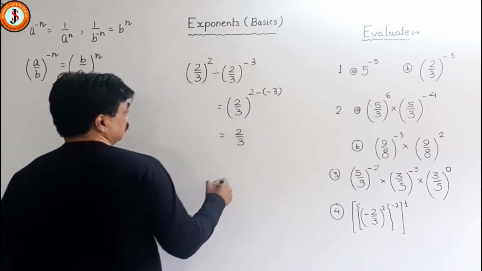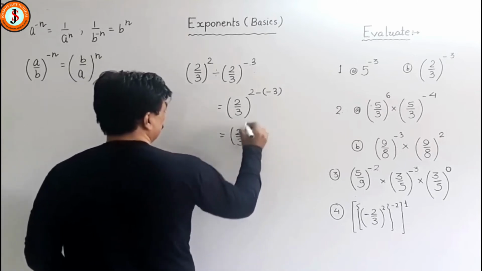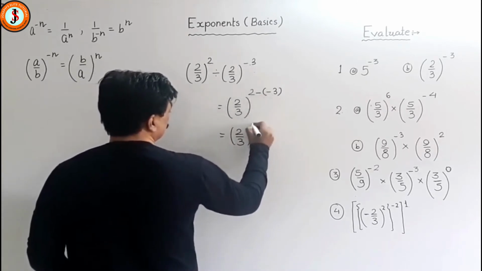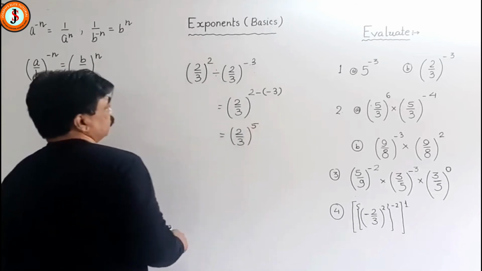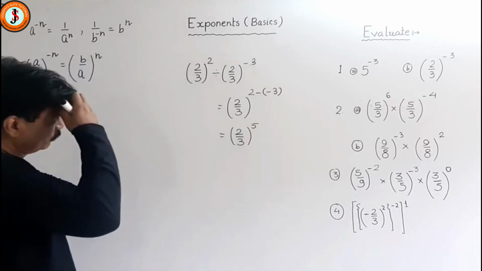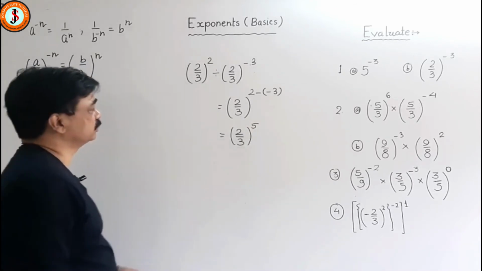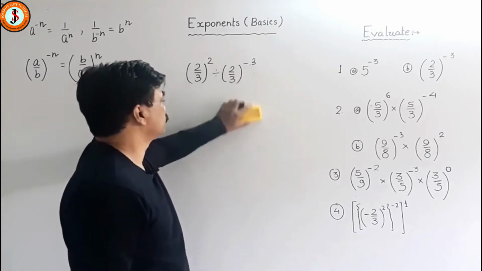So it becomes 2/3, and what does it become? Let us see. It becomes 2/3 to the power 2 minus minus 2, so it becomes 2/3 to the power plus 5. This can be done by many methods. This can be done this way also.